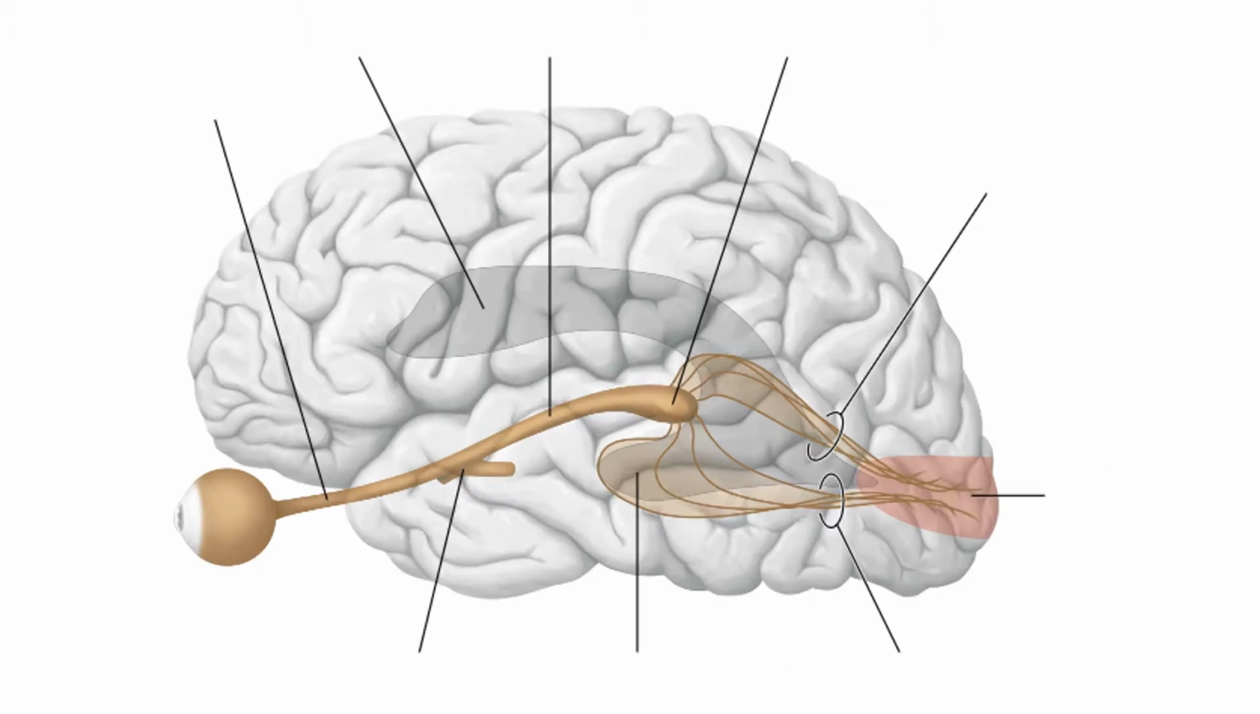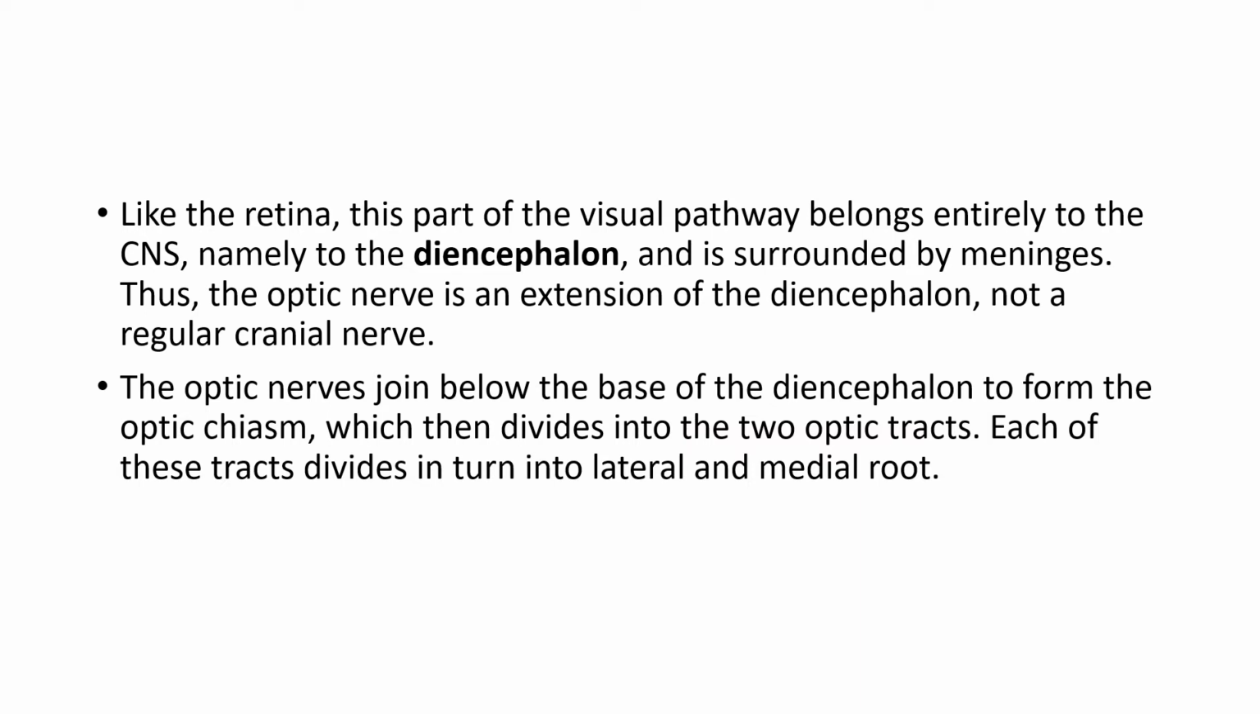So again, feel free to pause here and work out this picture, making sure that you know what these different structures are. Like the retina, this part of the visual pathway belongs entirely to the central nervous system, namely to the diencephalon, and it's surrounded by meninges. Thus, the optic nerve is an extension of the diencephalon, not a regular cranial nerve. So cranial nerves 1 and 2 are of the same embryological origin as the brain, unlike the rest of the cranial nerves 3 through 12.